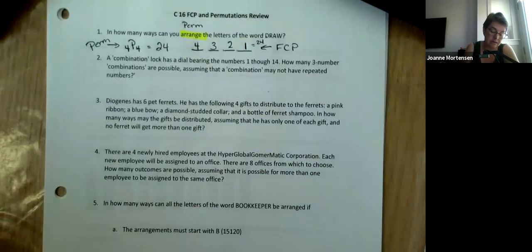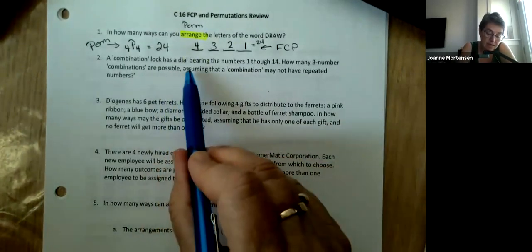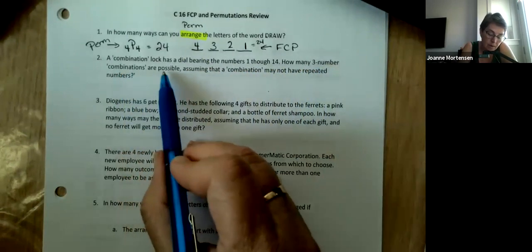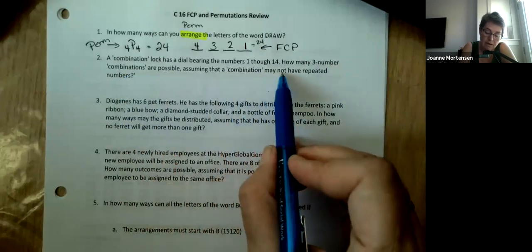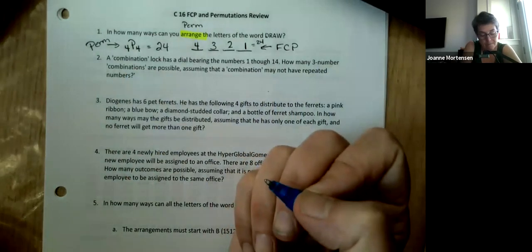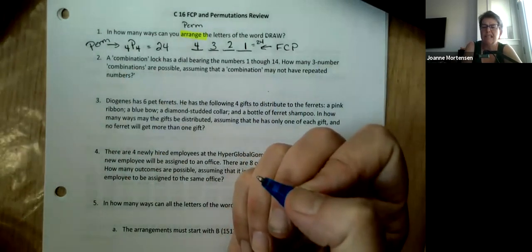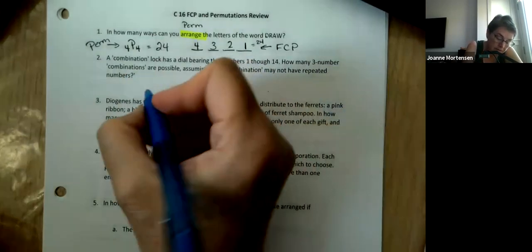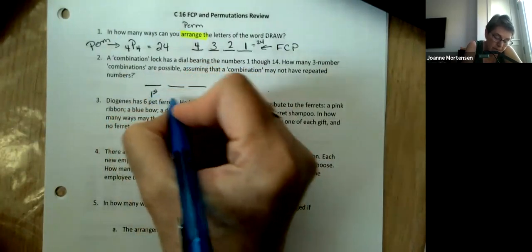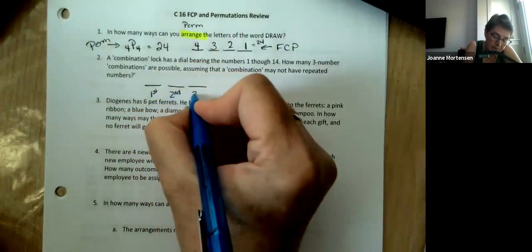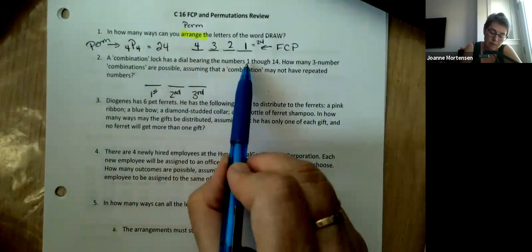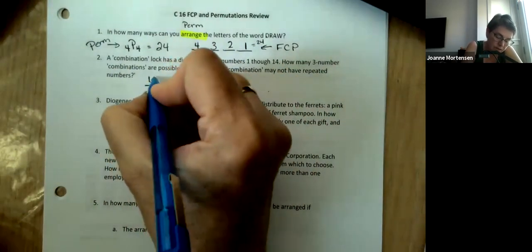Okay, next one. A combination lock has a dial bearing the numbers 1 through 14. How many 3-number combinations are possible, assuming that a combination may not have repeated numbers? This isn't really arranging stuff. I don't see it that way. This to me says my first number, second number, my third number. It's got numbers 1 through 14, so to start, there's 14 choices.